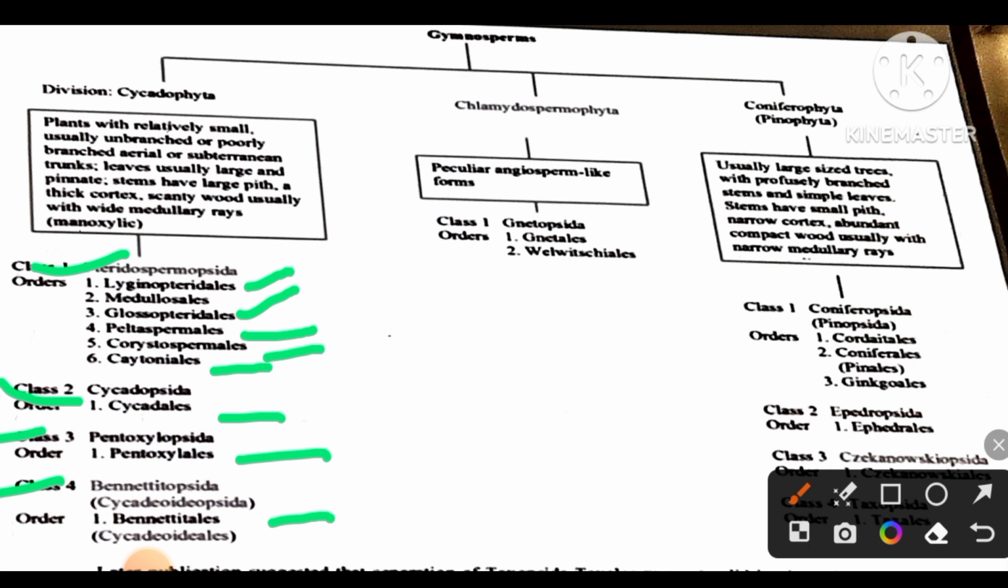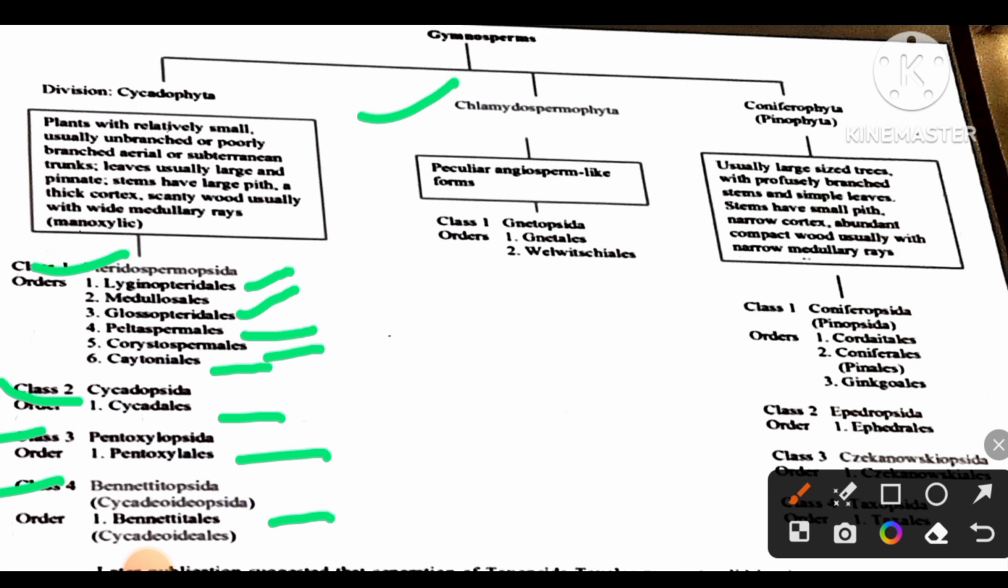Then come to the next division, that is the Chlamydospermophyta. In Chlamydospermophyta, he put the peculiar angiosperm-like gymnosperms, those gymnosperms which have peculiar similarities with the angiosperms. He divided it into a single class, that is the Gnetopsida, and two orders, the Gnetales and Welwitschiales. Gnetales and Welwitschiales are one of the most advanced groups of the gymnosperms, as they have vessels and all.